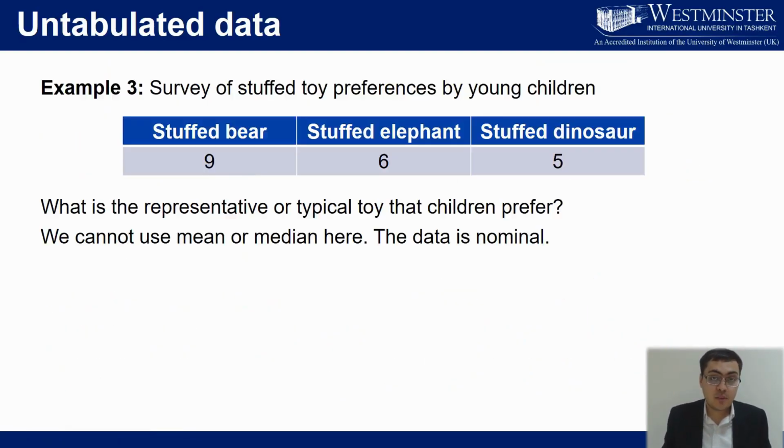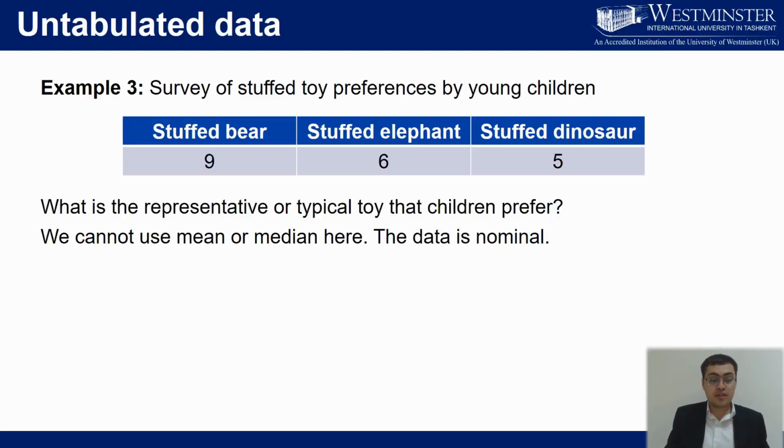In our third example, we have a different type of data that is being collected. You can see that these are not numbers that are being collected about other people, but instead these are the toy preferences of young children. So a survey was conducted asking young children what their preferred stuffed toy was. 9 replied with stuffed bear, 6 with stuffed elephant, and 5 with stuffed dinosaur as their preferred toy.